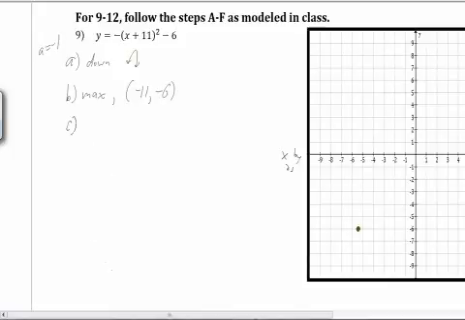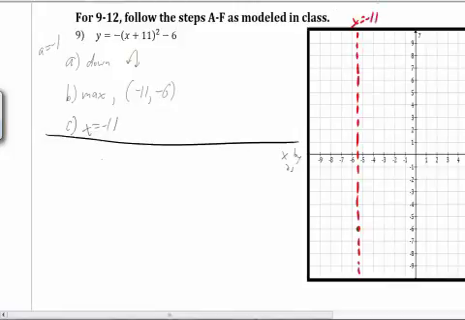Okay, now for part C, we're going to do our axis of symmetry at x equals -11 and draw it vertically, cutting through the vertex. You can even label that x equals -11. So now we find the x and y intercepts.